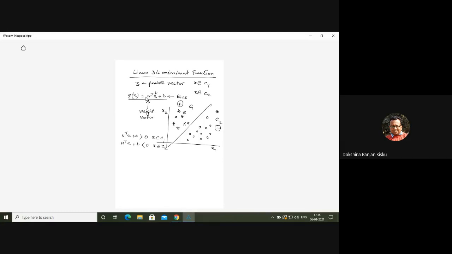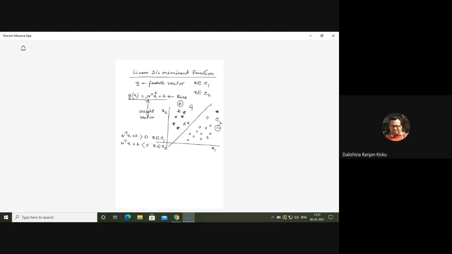Since we are dealing with a two class problem, there will be two classes, C1 and C2. Based on this linear discriminant function, when we take our feature vector that has been extracted from some biometric trait or biometric system, we put this feature vector into this linear discriminant function.